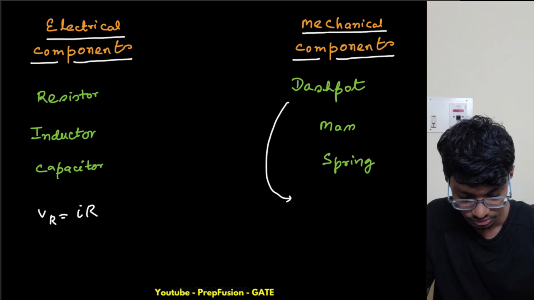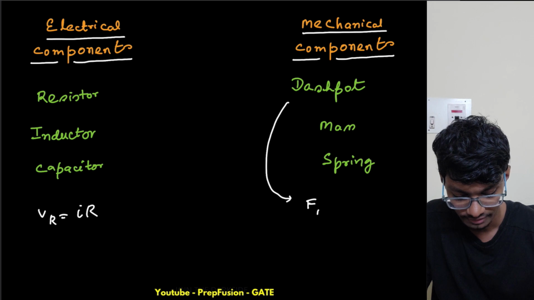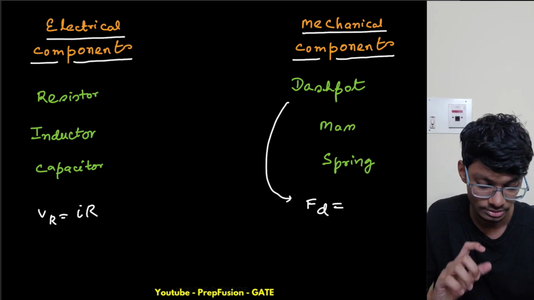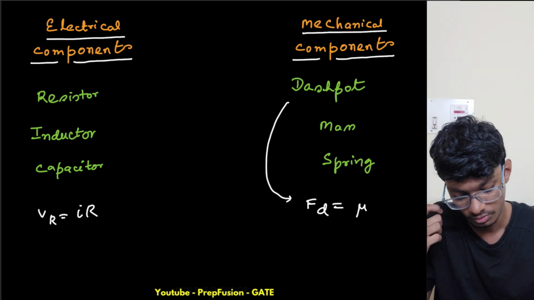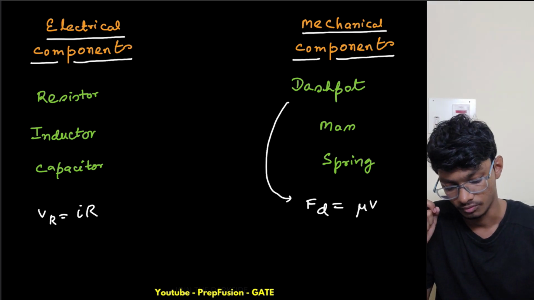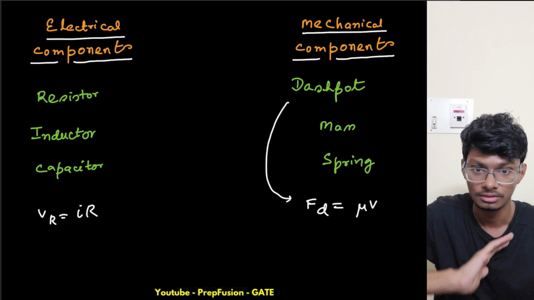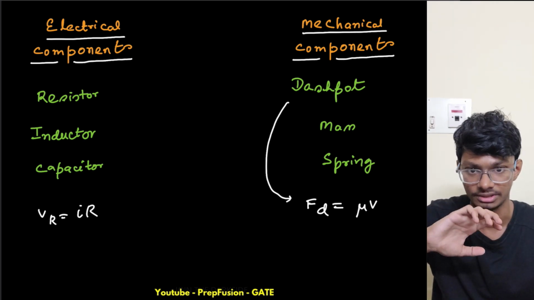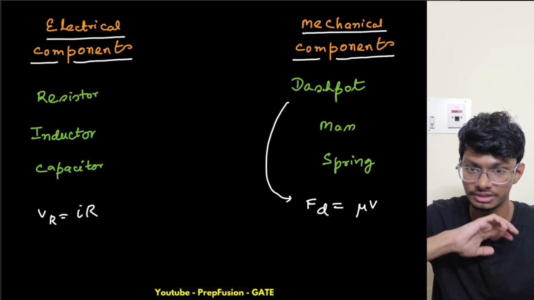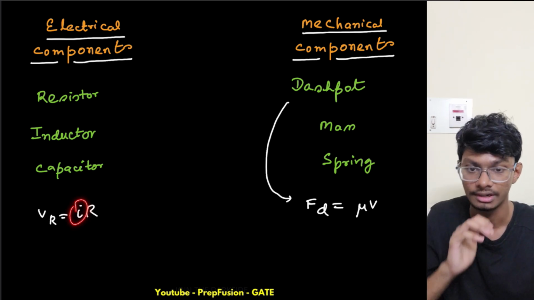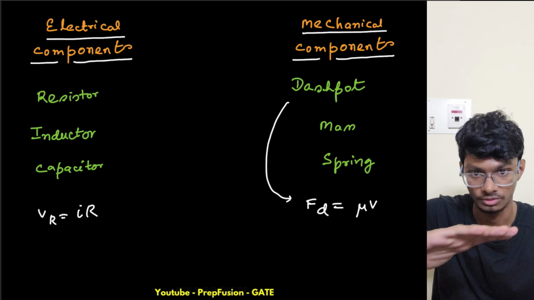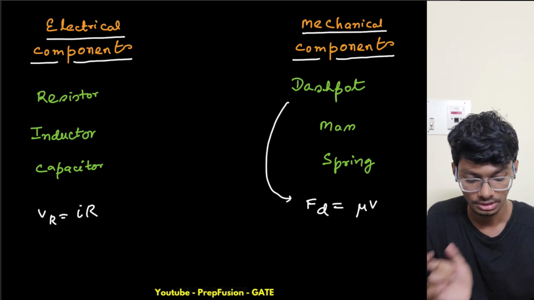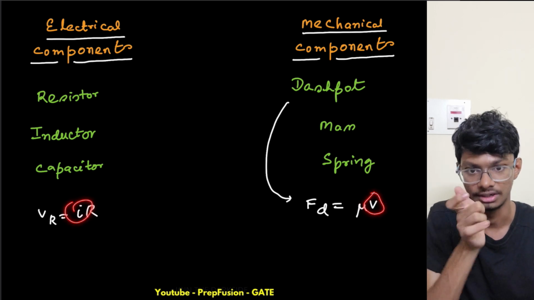For the dashpot, force FD equals mu times V. Now what does this V mean? V is the speed, the change in position, dx/dt, the change in position with respect to time. Now what is current? Current is the flow of charge with respect to time. So for mechanical and electrical components, the V and I are relatable.